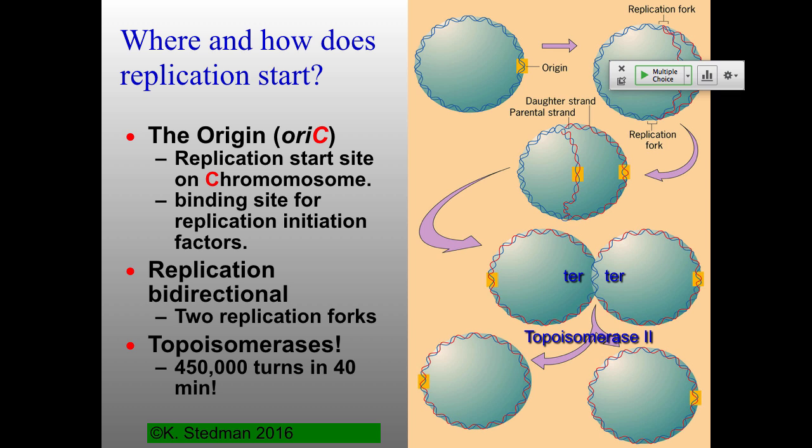Yeah? So since this only has one origin of replication, does that mean that if there's a problem when it's initiating and when it's firing, replication won't happen for that cell?